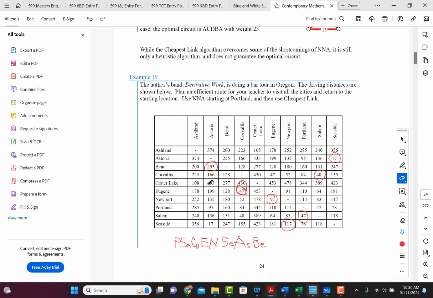Hold on, Crater Lake. Yeah, Crater Lake, Bend, and Ashland. Or hold on. Astoria. So we got Ashland was 347. So it's either Ashland at this point. We're down to three. So when we're at Astoria, we've got Ashland, Bend, and Crater Lake. So Bend is the cheaper of the three. And so now we're going to go to Bend. Now from Bend, we're either going to go to Ashland or Crater Lake. So Ashland is 200, Crater Lake is 277, so it's going to be Ashland.